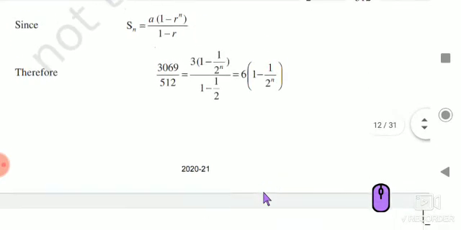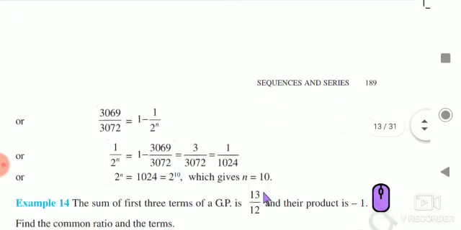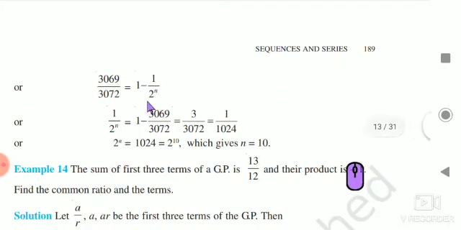Therefore, the sum... how many terms, we want to know how many terms of this series is so and so. Therefore, we have to equate 3069 divided by 3072 is equal to 1 minus 1 by 2 raised to n. By solving this equation, we get 1 by 2 raised to n is equal to 1 minus 3069 divided by 3072. By taking the ratio of these two, that gives 3 divided by 3072 is equal to 1 divided by 1024.